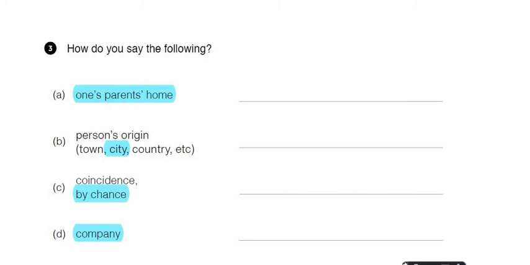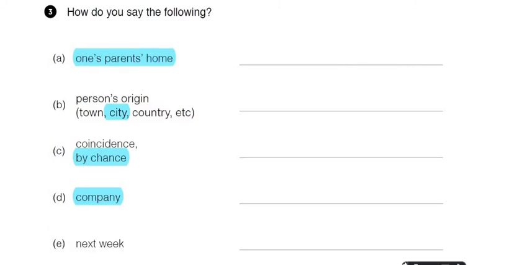Again, this is going to test your vocabulary. First is your parents' home. How do you say your parents' home in Japanese? Yes, I hope you're getting this. So your parents' home in Japanese is, write this over here. So second is the person's origin. Origin in the sense it can be your town, your city, your country, whatever.